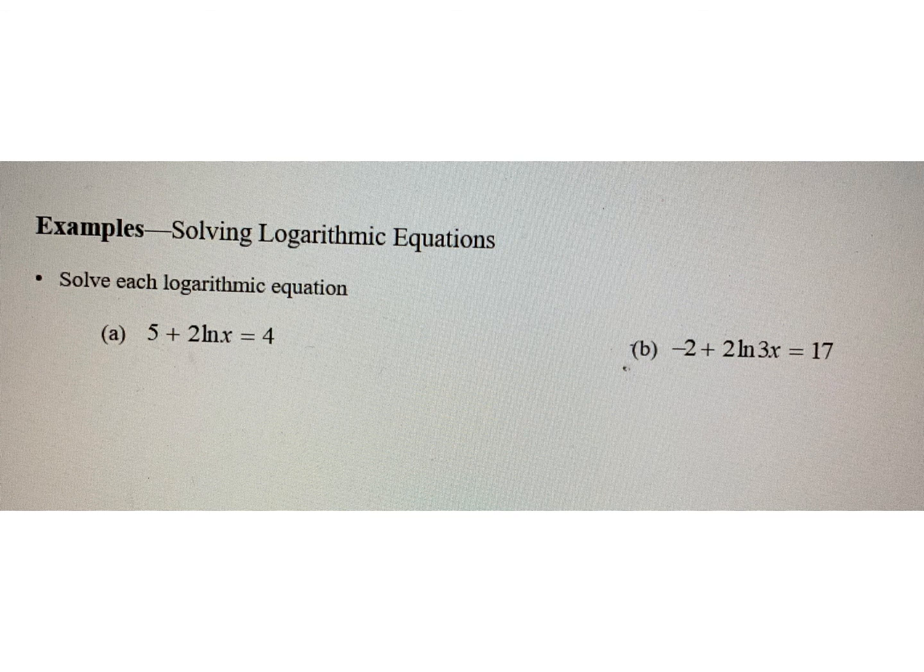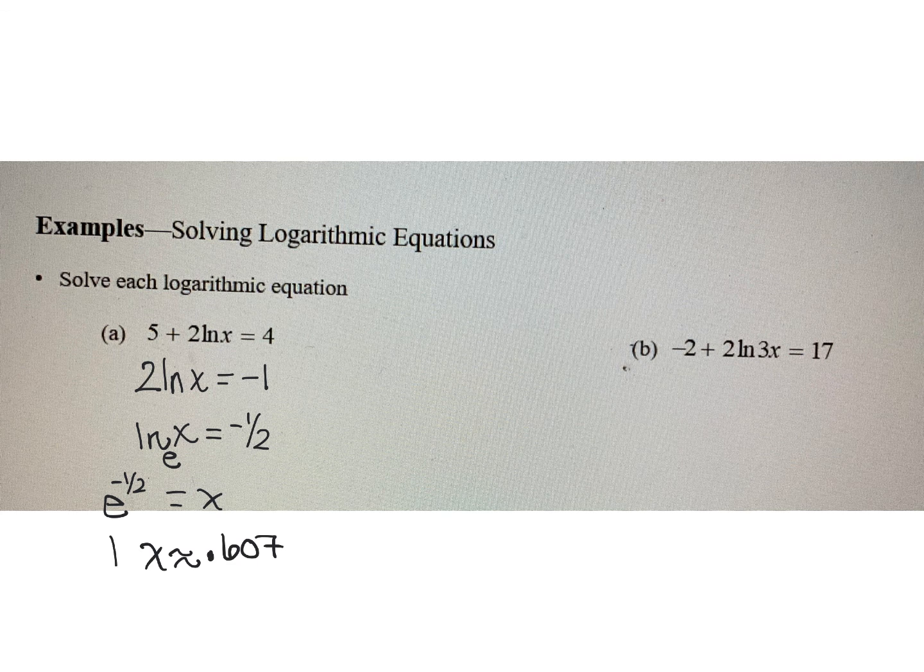These problems, I'm going to subtract the 5 over first, so I get 2 ln x equals negative 1. Ln x equals negative 1/2. Remember there's an e here, so I get e to the negative 1/2 equals x. You just type that in your calculator. x is about 0.607.